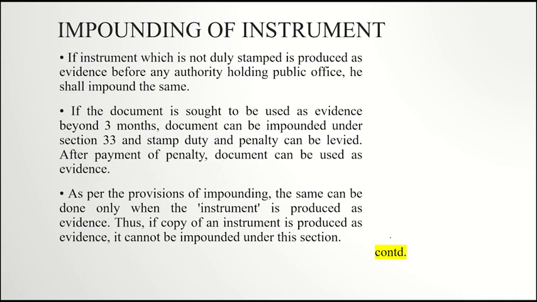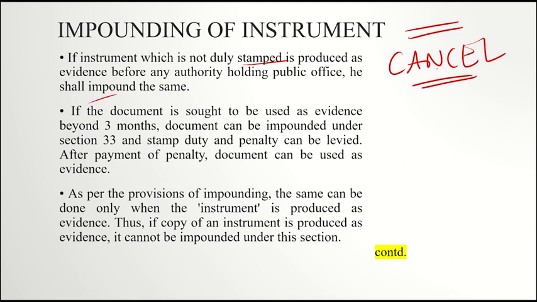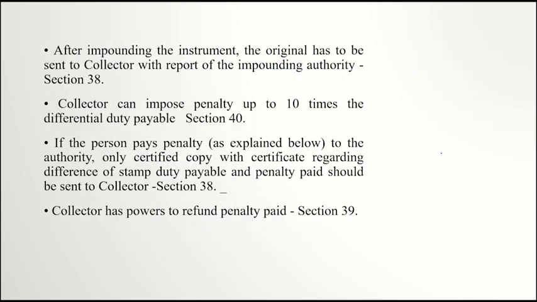Next we come to the concept of impounding of instrument. So if an instrument which is not stamped is produced as evidence before an authority, he shall impound the same. So impound means they can cancel. So if you have an agreement, or a document, or a sale deed which you have not stamped properly, it can be impounded, it can be cancelled. So this is something which you must know very carefully.